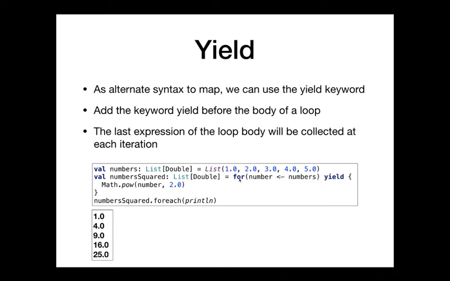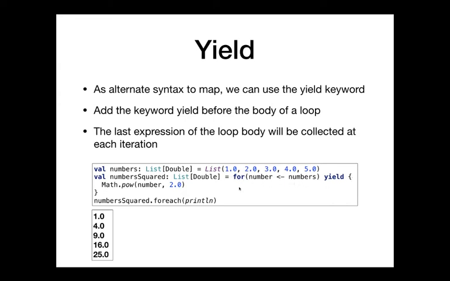But we're going to use the syntax that we saw on Friday. So we set up our loop. We're going to iterate over some data structure. We're going to put the keyword yield before the body of the loop. And then once we have this keyword yield here, whatever the last expression of the body of the loop resolves to, those values for each iteration of the loop are going to be collected in a data structure, and that data structure is going to be what this entire loop resolves to.